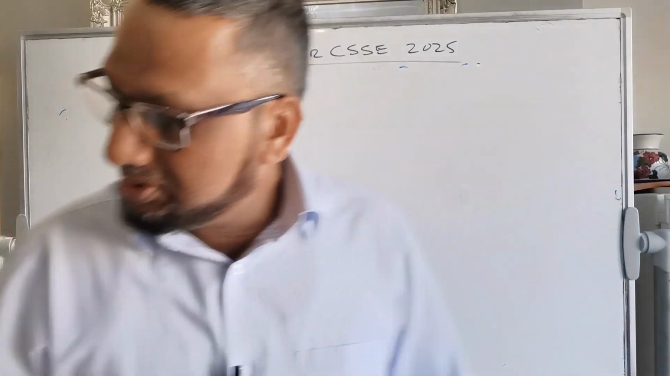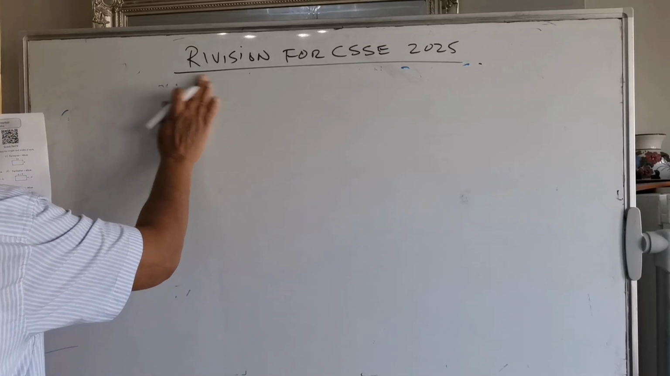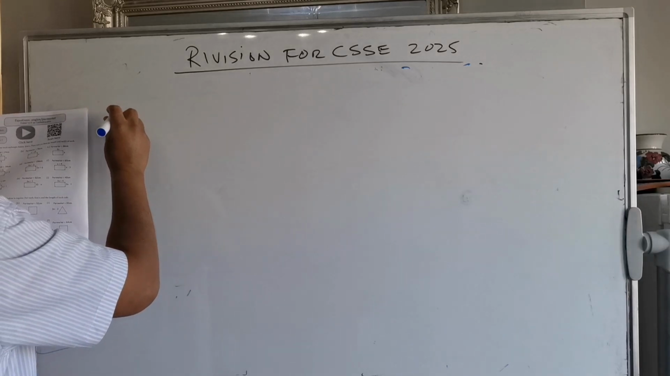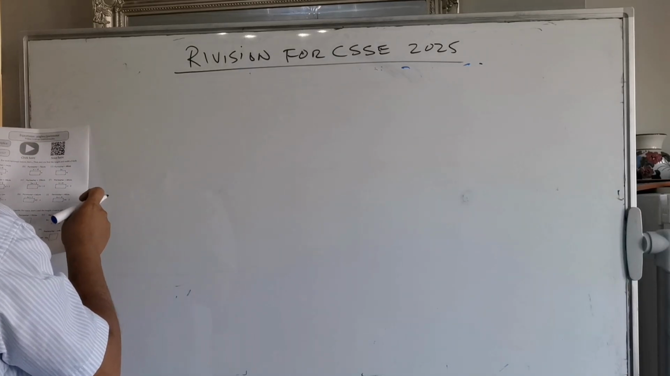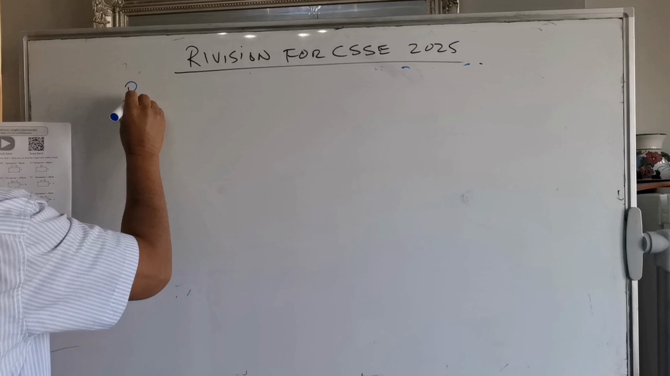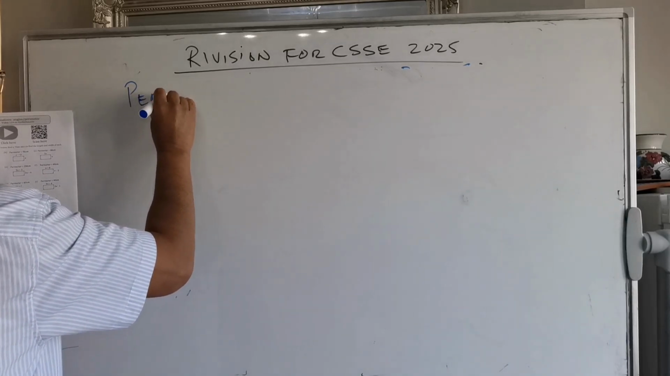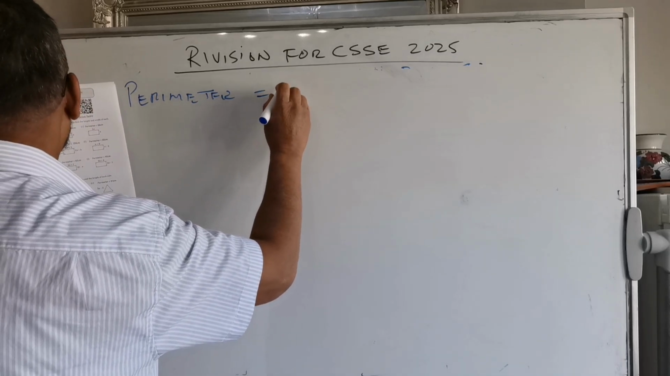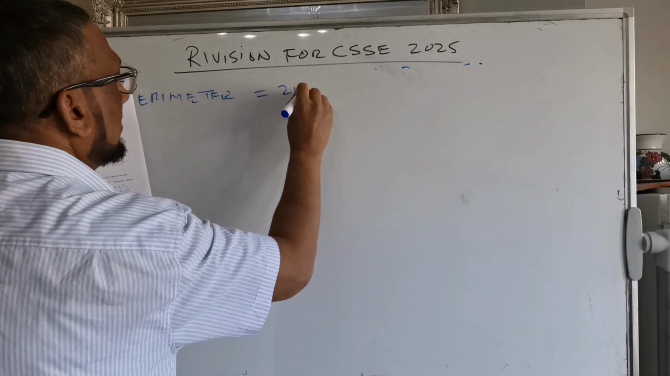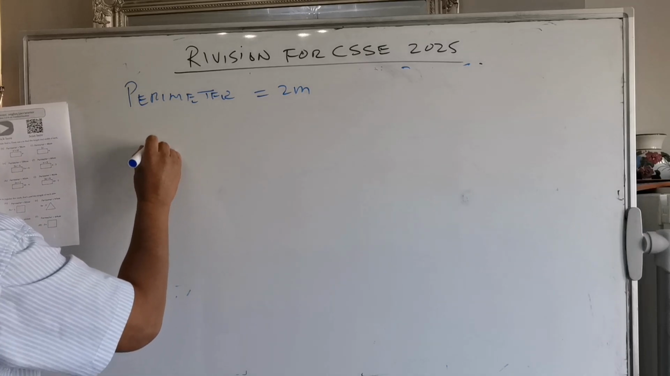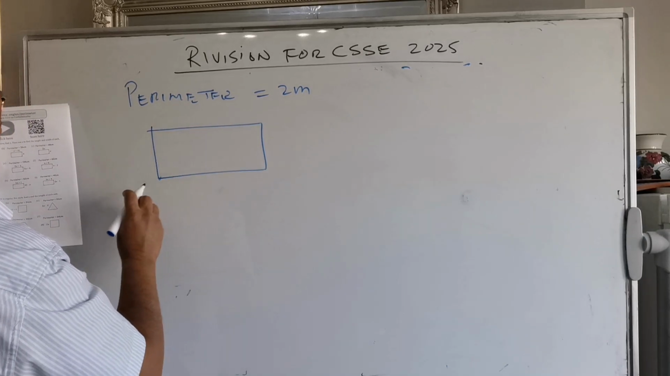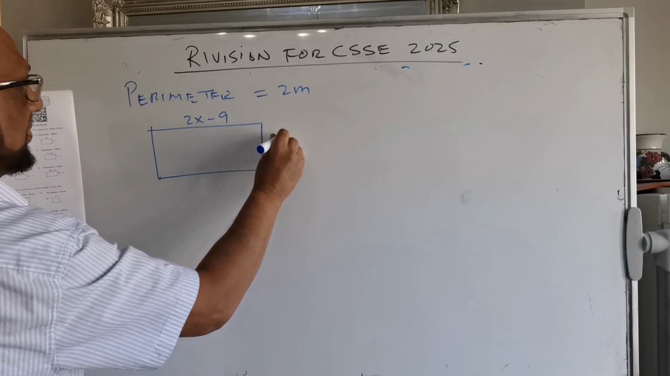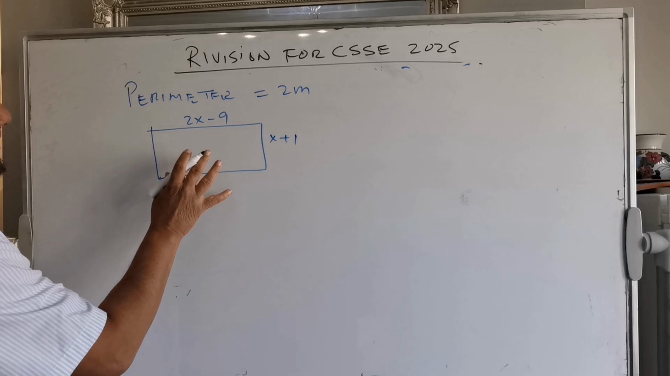Okay, back to the question. The question says the perimeter is given equal to 2 meters, and this is the shape of a rectangle with the values 2x minus 9 and x plus 1. So how do we solve this one?